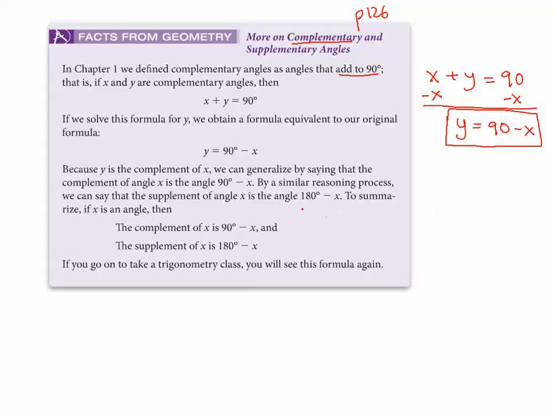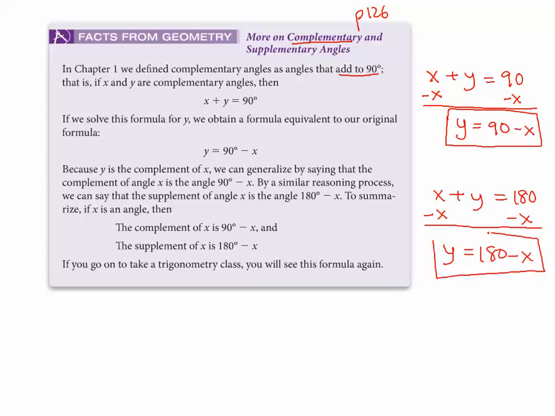Then I also have the supplementary angles. Supplementary angles, two angles add up to 180 degrees. So if I go like this, x plus y equals 180. I want to create a formula that gives me the supplementary angle right away. That's cool. Just subtract x from both sides. And there it is. Y is equal to 180 minus x. So there's my formula for supplementary angles. Okay, we're good there? So as we get to know formulas, we can actually solve formulas for the variable that we want to solve for.